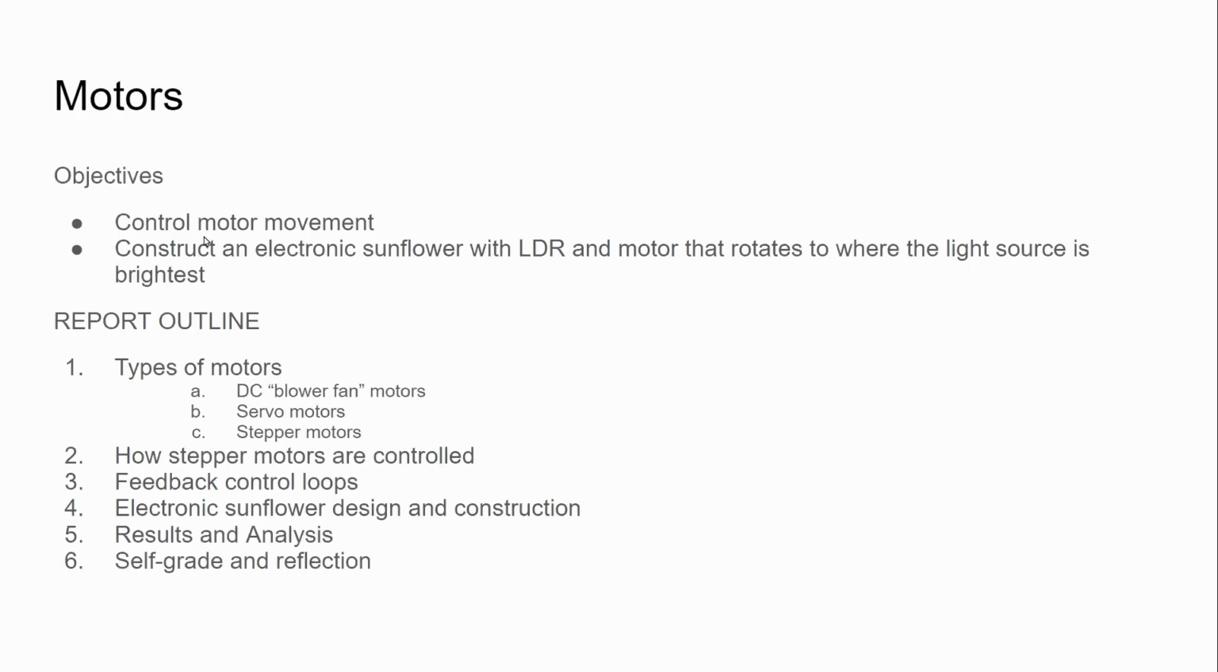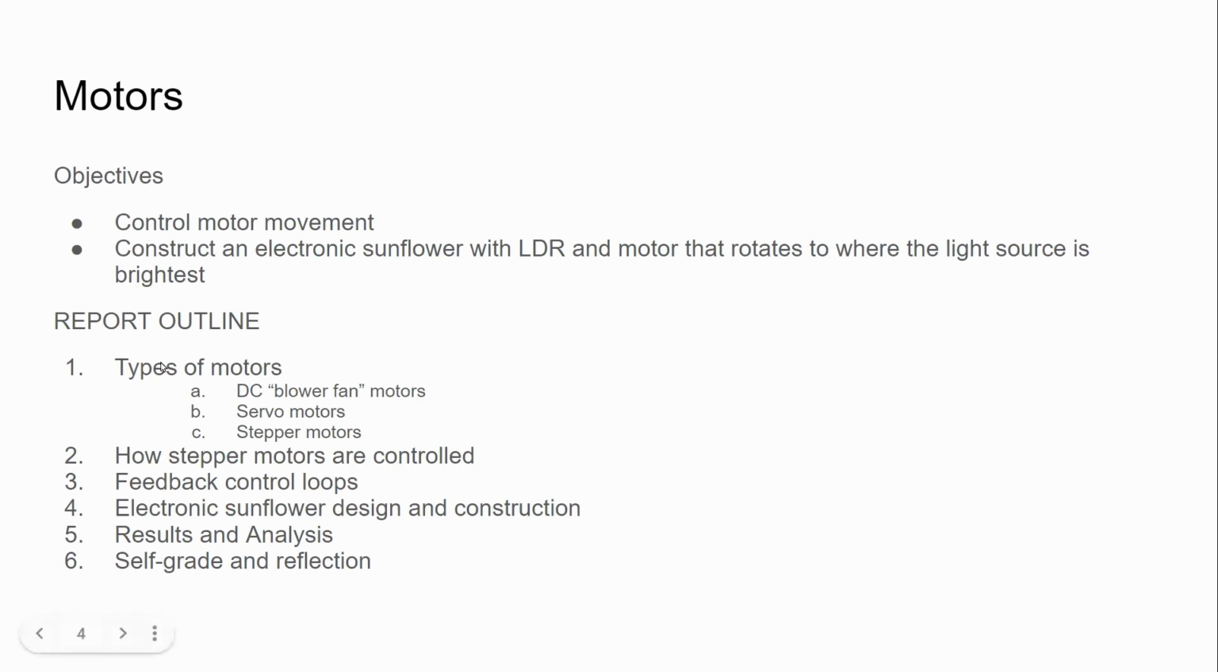So our objective is for you to be able to control the motor movement and construct an electronic sunflower with a light-dependent resistor and motor that rotates to where the light source is brightest. Now you can imagine an application of this is to control a solar panel where the sunlight appears to be brightest. Right? The panel, meaning the orientation of the solar panel.